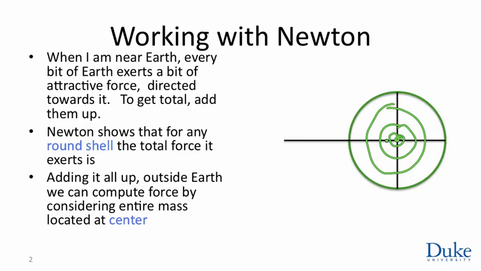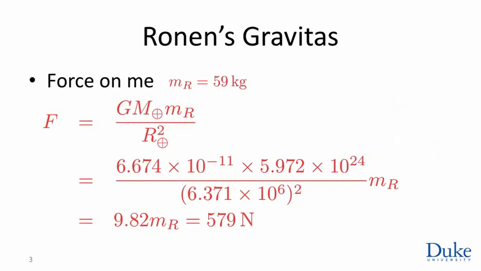Let's see an example of how we use this. So let's go back to figuring out my weight. My mass, you will recall, hopefully hasn't changed much, was 59 kilos. And so to compute the force on me standing on the surface of the Earth, that means my distance from that imaginary mass at the center of the Earth is the radius of the Earth. I will use the astronomical symbol for Earth to signify things like the mass of the Earth and the radius of the Earth, because it's simple to produce in TeX.